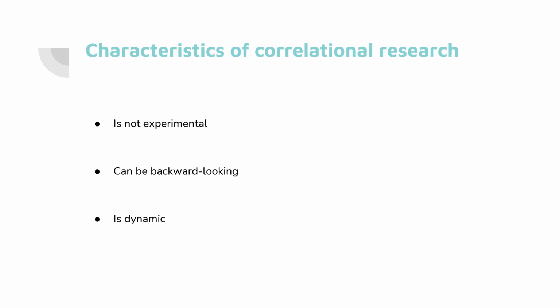So there are some characteristics of correlational research. It's not experimental. This means that the researcher only measures and observes the relationships between the variables without altering or subjecting them to external conditioning. They can be backward looking, as it only looks back in historical data and observes events in the past. And they can be dynamic. The dynamic patterns between two variables from correlational research are never constant, and they are always changing.